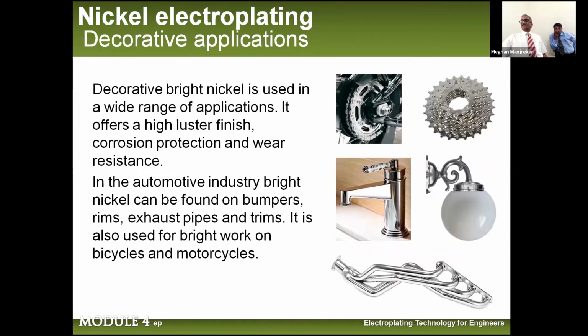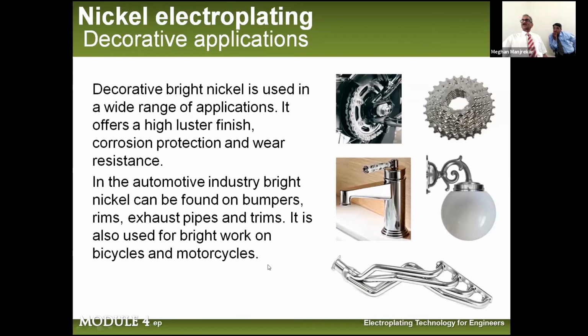For decorative applications, decorative bright nickel is used in a wide range of applications. It often offers a high luster finish, corrosion protection and wear resistance. In the automotive industry, bright nickel can be found on bumpers, rims, exhaust pipes. Now bumpers are non-metallics nowadays, all are plastics, but it used to be there. Exhaust pipe rims.